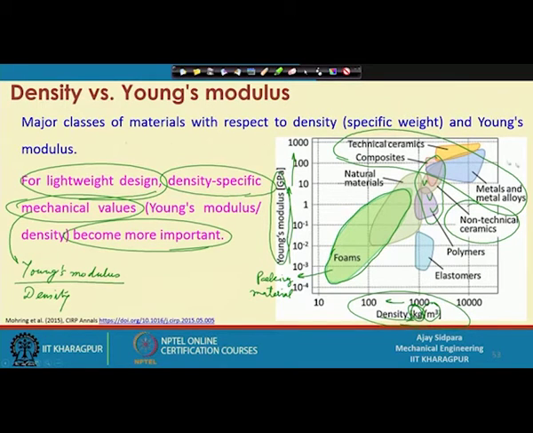So, this is one of the criteria by which you can select different types of material which will fulfill both things, that it has a high Young's modulus as well as a reasonable amount of density, so that you can get the required things done.